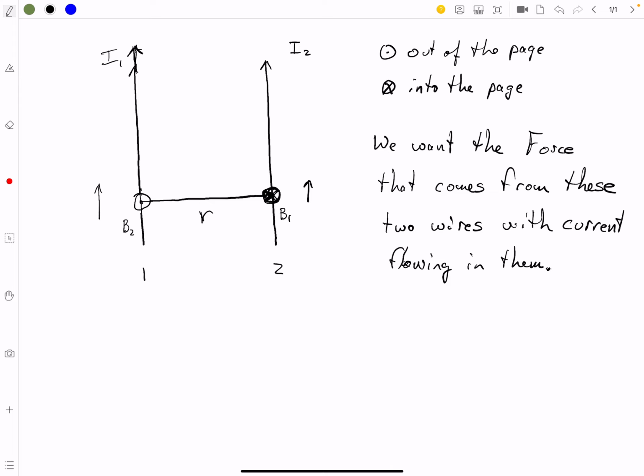So, the Lorentz force equation is going to give us what we need. So let's look at the Lorentz force equation. And that is F equals Q times the velocity of the charge times the B field that it's in times the sine of theta.